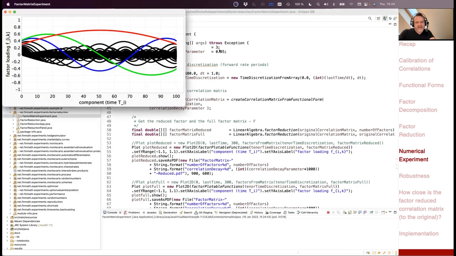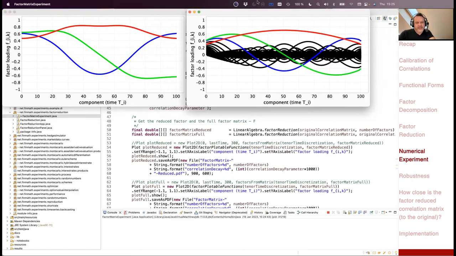So you see my parameters are three factors. Exponential decay is 0.05. Yeah, you see this is here the full factor matrix. The red line is the largest factor. They are already ordered by the eigenvalues. The green one is the second largest, the blue one is the third largest, and the other ones are then the other factors. So this is the square root of lambda I times VI. So this is the F_IK we see here. And if we now perform the factor reduction, I get the picture on the left.